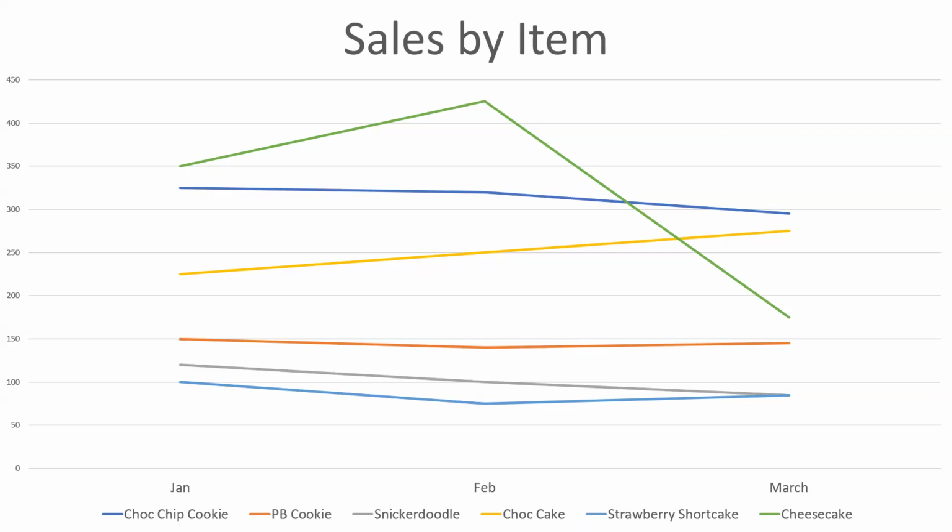The most drastic decrease was cheesecake. It's the green line. Look how deep, look how steep that green line is. Okay. There are lines that are decreasing, right? So chocolate chip cookies are decreasing from February to March. It looks like the snickerdoodles continuously are decreasing. Okay.